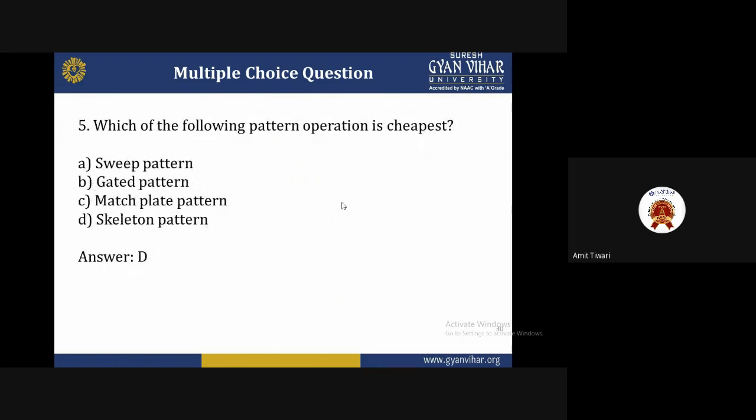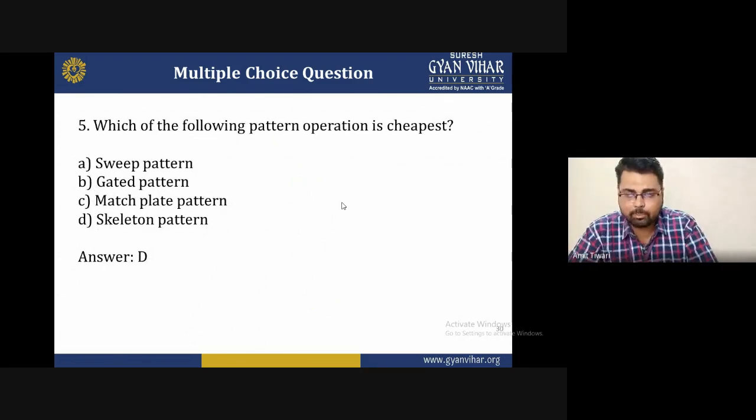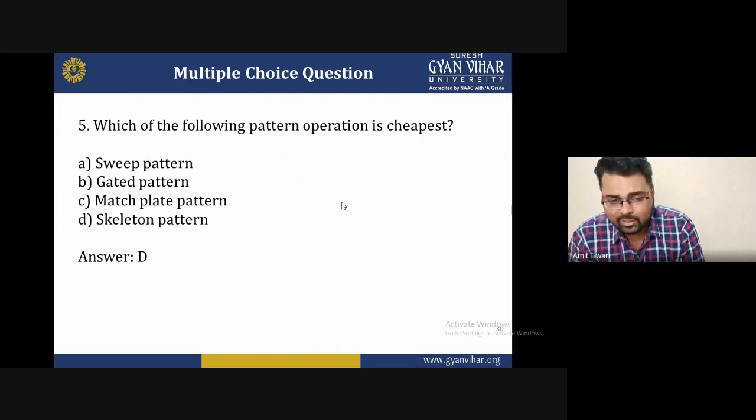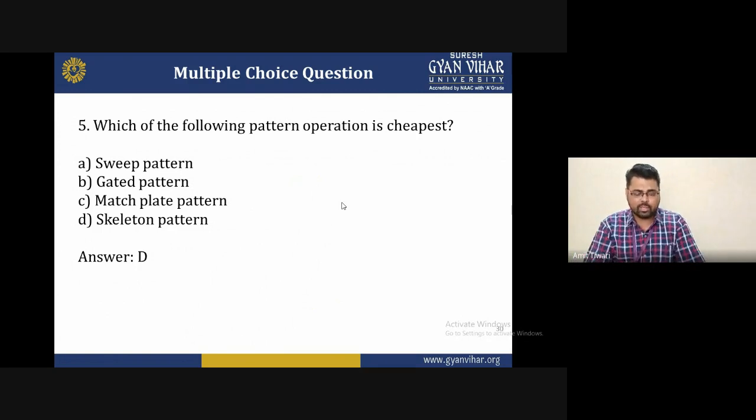Fifth is: which of the following pattern operations is cheapest? The options are A, sweep pattern, B, gated pattern, C, match plate pattern, D, skeleton pattern. The correct answer is skeleton pattern, which is generally very cheap for any operation, because not too much money is involved, it is easy to construct, easy to use, and generally smallest in size, and we are not spending too much money on manufacturing this type of skeleton. So these are generally used for the pattern in the cheapest condition.